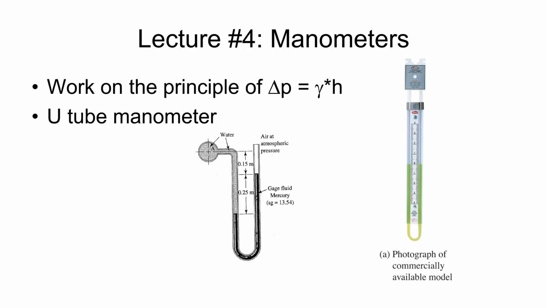Okay, so this is lecture 4 on manometers. We talked about pressure measurement in the last class, and manometers are a method of measuring pressure. Like the images show here, a classic manometer that gets used a lot is what we call a U-tube manometer, and this is named aptly because it's in the shape of the letter U.